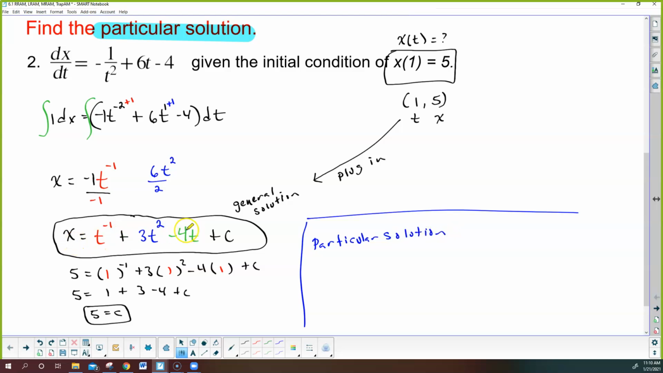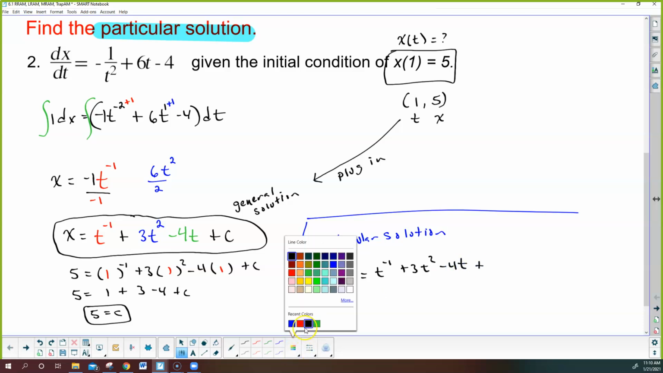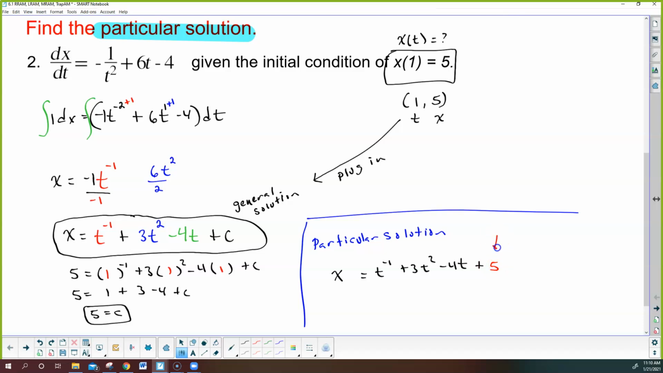is to take the general solution that we had before and then just add the C value to it. Okay? We found C equals 5, so we literally just plug it right back in. And this is the particular solution.